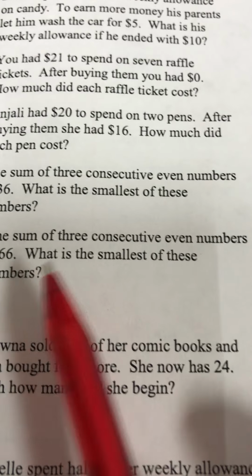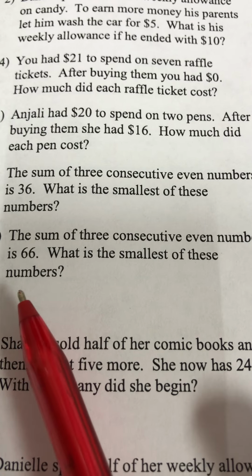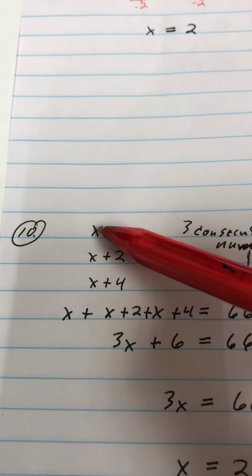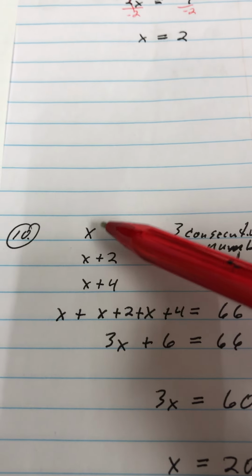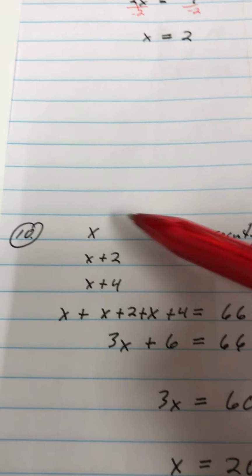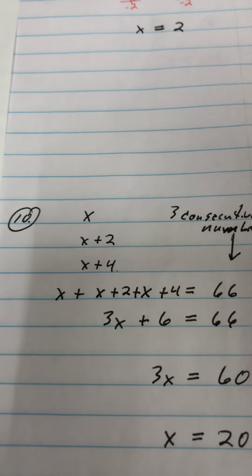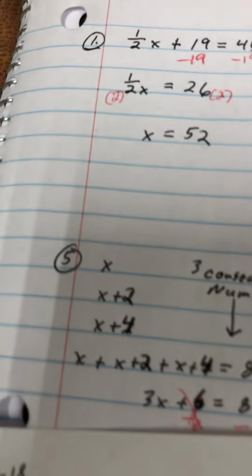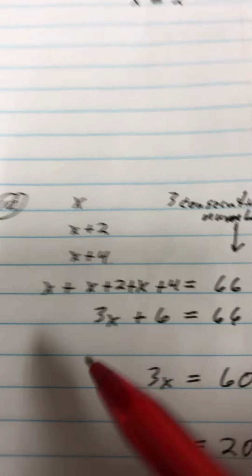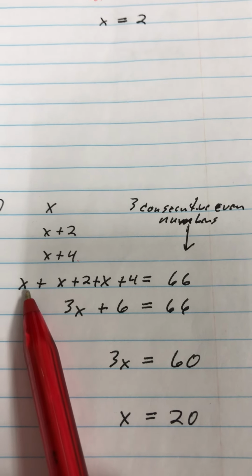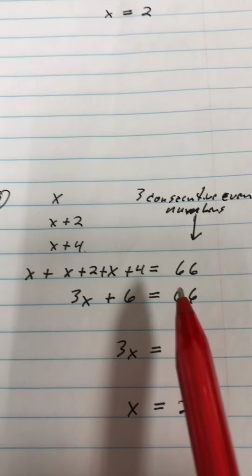Okay. Number 10. The sum of 3 consecutive even numbers is 66. What is the smallest of these numbers? Okay, so I have 3 consecutive even numbers. Those are going to be like 2, 4, 6. 4 is 2 more than 2, and 6 is 4 more than 2. So it's going to be x plus 2, x plus 4, just like the odd ones that we did way up in number 5. They're separated by 2 each. It doesn't matter if they're even or odd, you still do that in consecutive, meaning in a row.